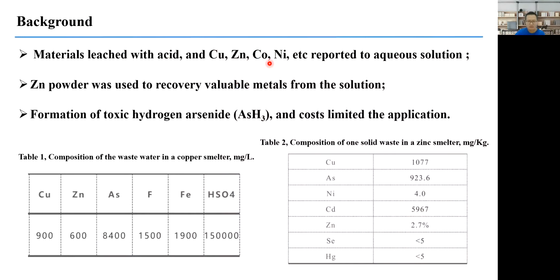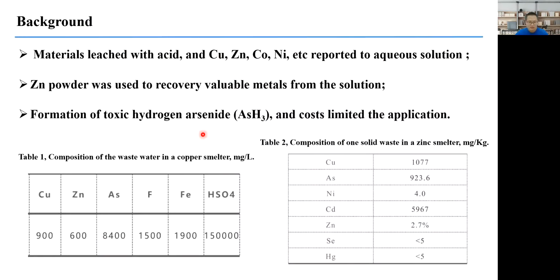So there is an economic driving force. We are recycling copper, zinc, cobalt, nickel, even some other metals. And industrially, they use zinc powder to recover those metals by replacement from a solution. But this is not very well applied because of the formation of toxic gases. So hydrogen arsenide, this is toxic. One bite, I think one knife. With one bite, probably there's no medicine for that. So this is a very toxic one. And also zinc powder is something expensive, and cost will limit the application.